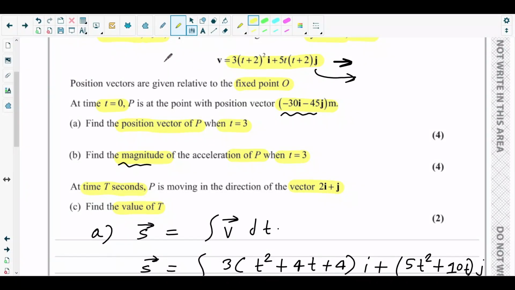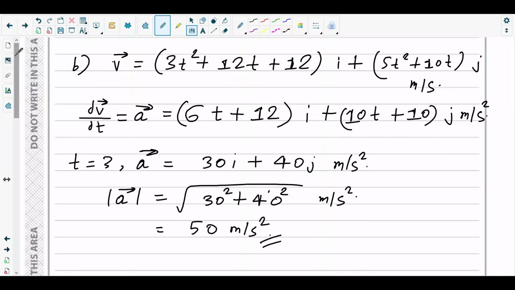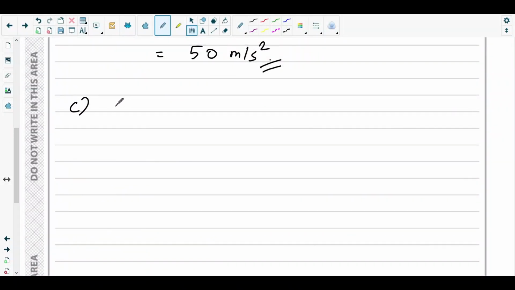So the direction vector is given, and we know that it's basically a concept from Mechanics 1. The direction of motion of a moving body is represented by the velocity vector of the moving body, right? So the velocity vector is given there. We will consider this velocity vector with this given direction vector to approach the value for capital T. So for part C, the direction vector is given as 2i plus j.